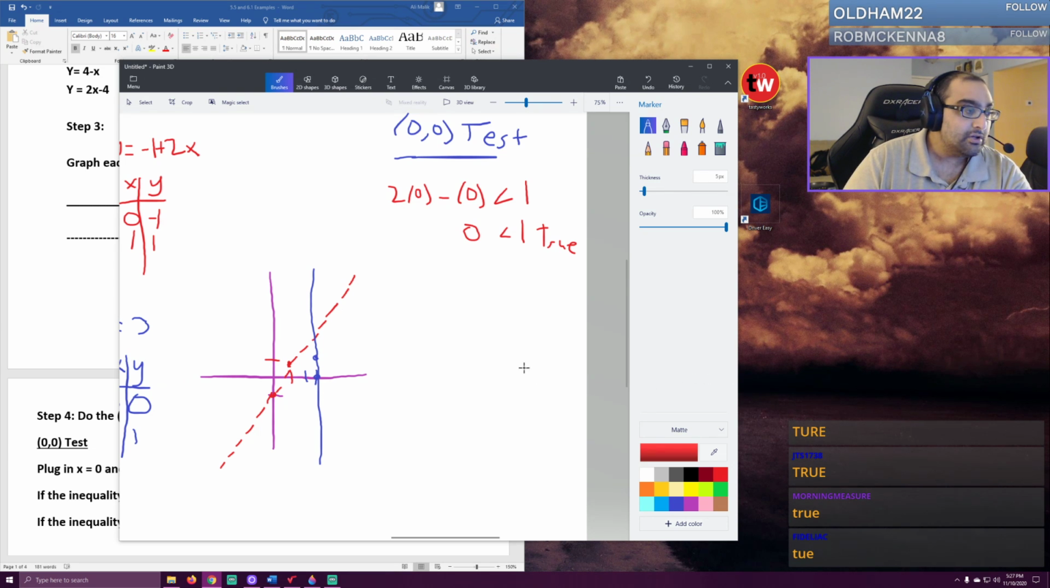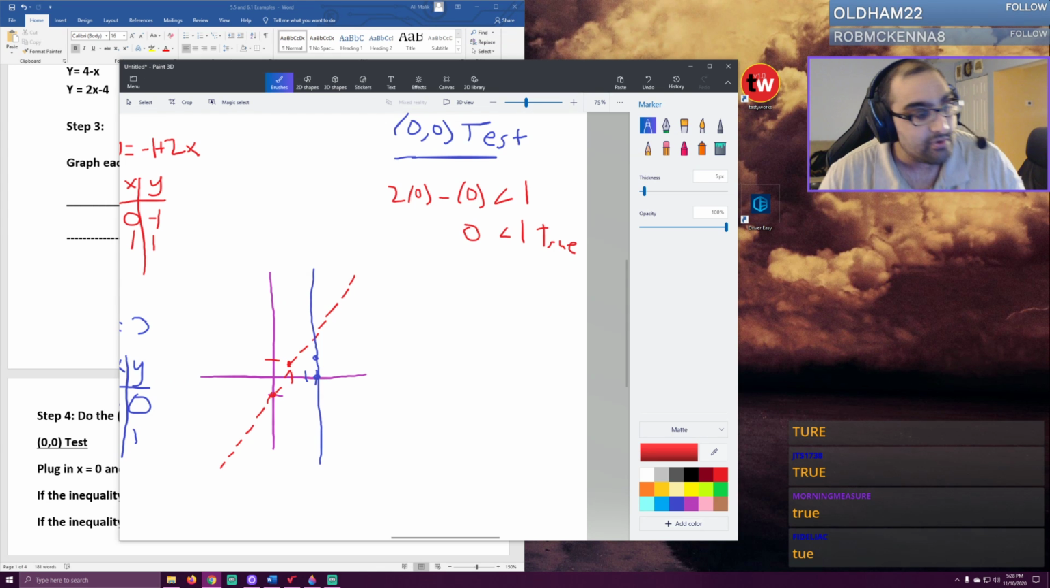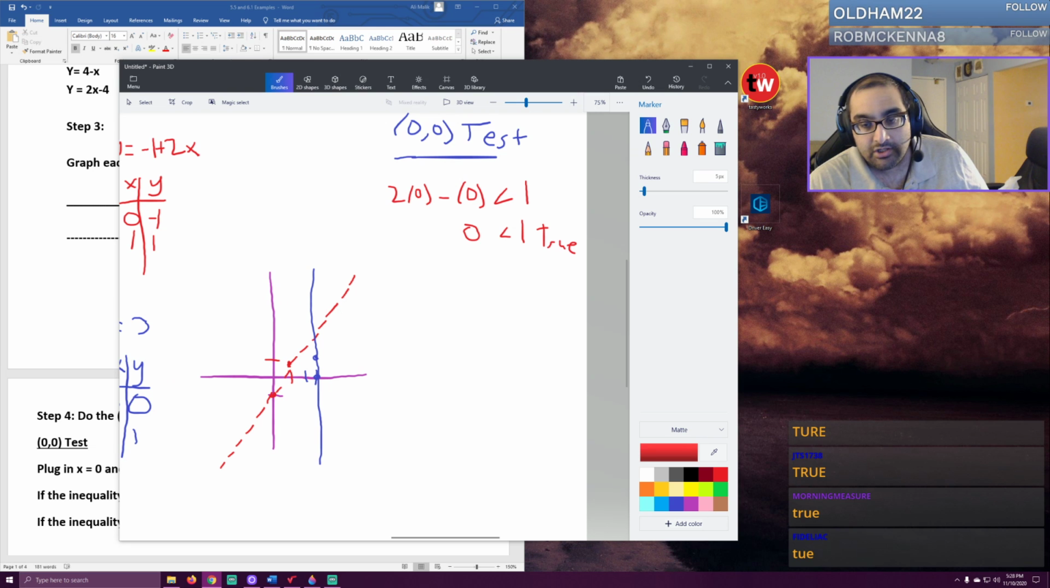So what we're going to do here is, again, which side do we want to shade? Do we want to shade the side that includes 0, 0 or does not include 0, 0? Let's answer that question here. Do we want to shade the side that includes 0, 0 or not including 0, 0?